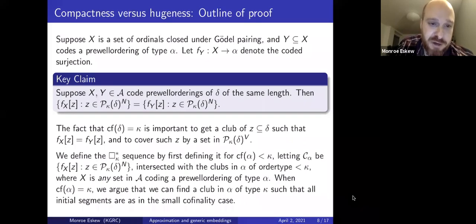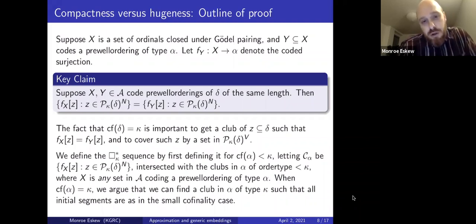Here's the point. If you use one from V, and instead of P kappa delta N, I put P kappa delta V, then you're going to get P kappa alpha of V, which is whatever length the pre-well ordering has. The problem is that M doesn't know what these objects are. So we have a kind of surrogate for M that's definable in M, and they end up being canonical.